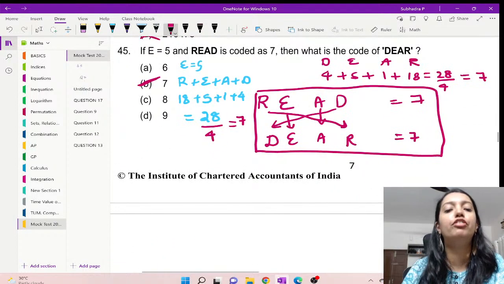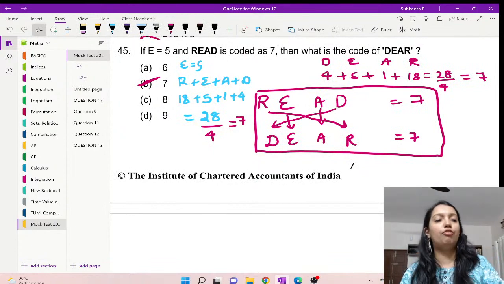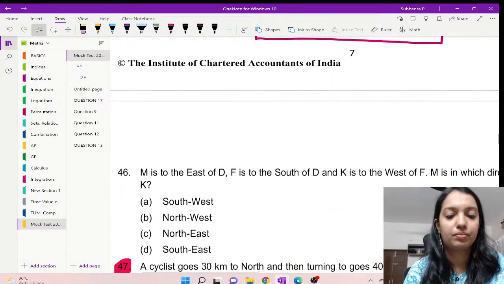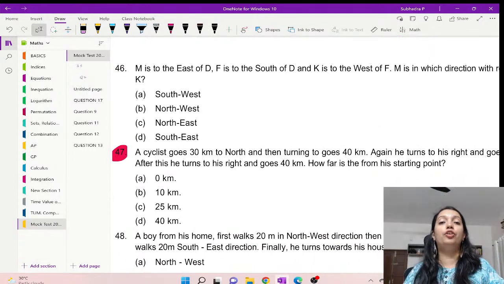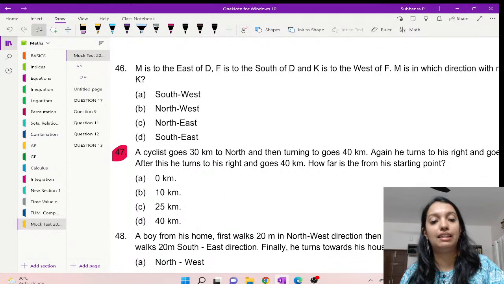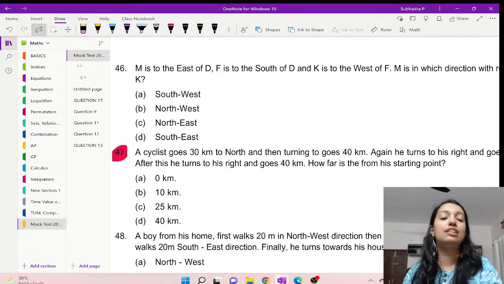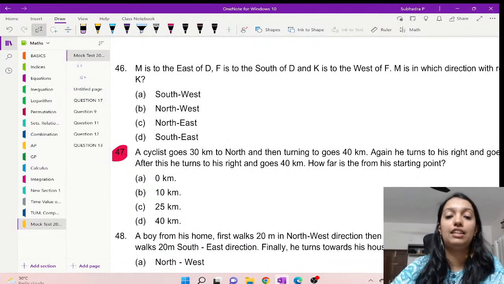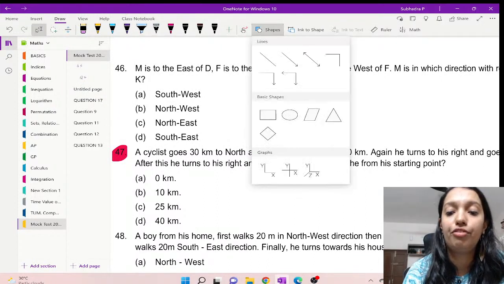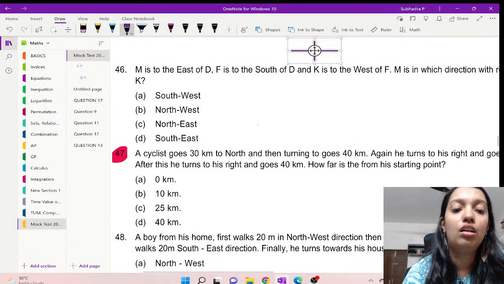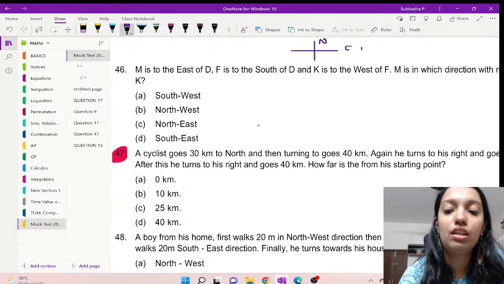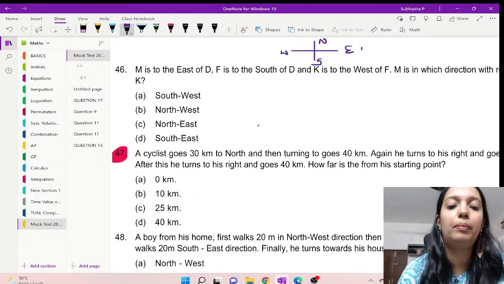This is the 45th question. Next, 46th question. Till now we were doing number series of logical reasoning. Now we have taken the direction sense test. For the direction sense test, let me write all four directions. North, east, south, west. Remember that.